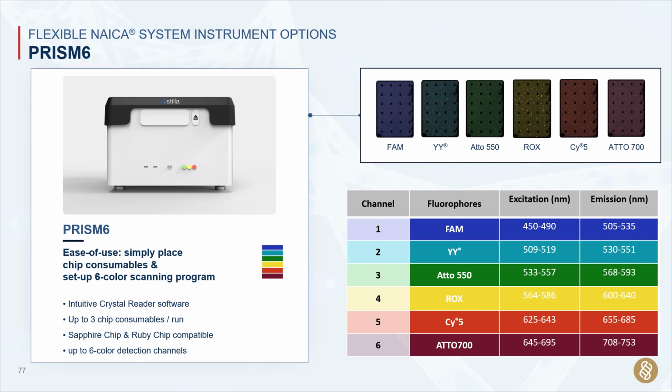The Naica 6 is essentially the Geode, which is used for the thermal cycling and the partitioning, and the Prism 6, which is basically used for the reading of the different fluorophores. It includes the intuitive Crystal Reader software. You can analyze up to 3 chips or consumables per run, and you can use both the Sapphire as well as the Ruby chip and analyze up to 6 colors per chip. Down below you can see the different colors and the excitation and emission wavelengths of these colors that were used on this instrument.